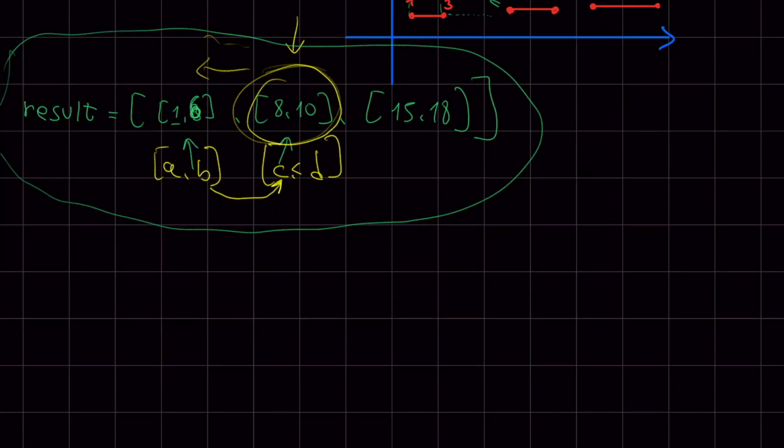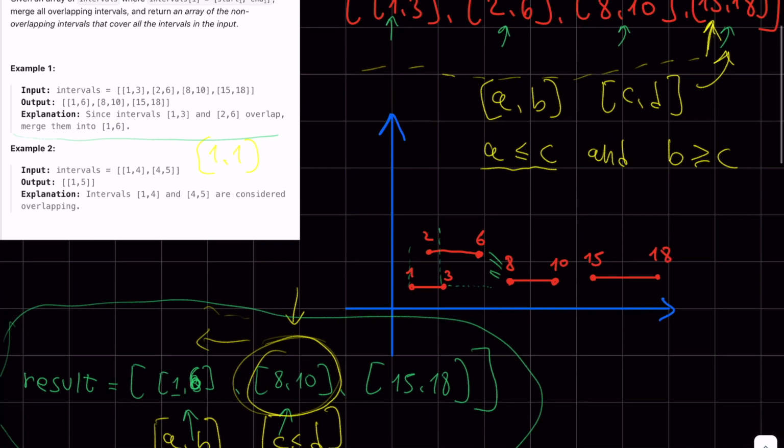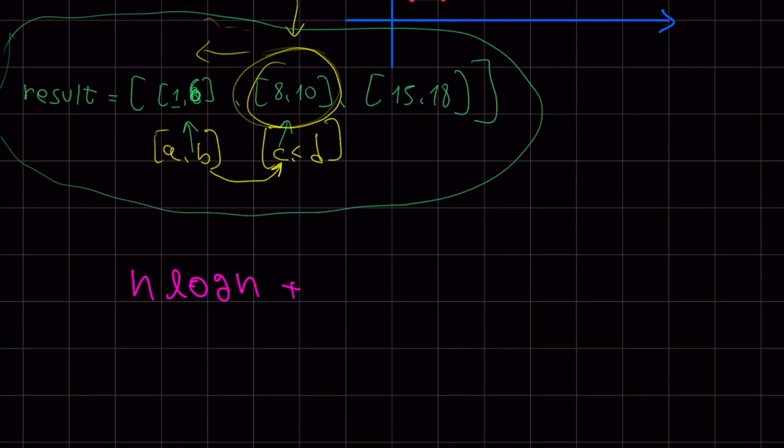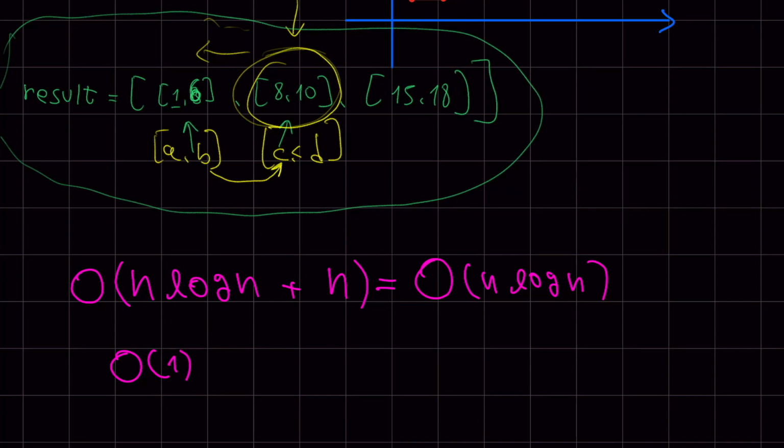What is the complexity of this solution? So the first thing we do is we sort the array. So that's going to cost us n log n. And then we simply iterate over all of the intervals and we begin merging them. So that's just going to cost us O of n. So total is going to be big O of n log n. And the space complexity is going to be constant if you don't count the result array, and if you do count it, then it's going to be linear.